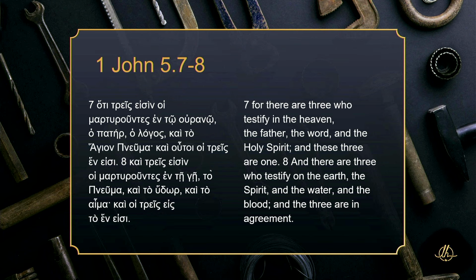So this is 1 John 5, 7 through 8, based on the Byzantine text. It says, "For there are three who testify in the heaven, the Father, the Word, and the Holy Spirit, and these three are one. And there are three who testify on the earth, the Spirit, and the water, and the blood, and the three are in agreement." The words in the heaven, the Father, the Word, and the Holy Spirit, and these three are one, and there are three who testify on the earth, that little section right there, those words are not found in the earlier Greek manuscripts.